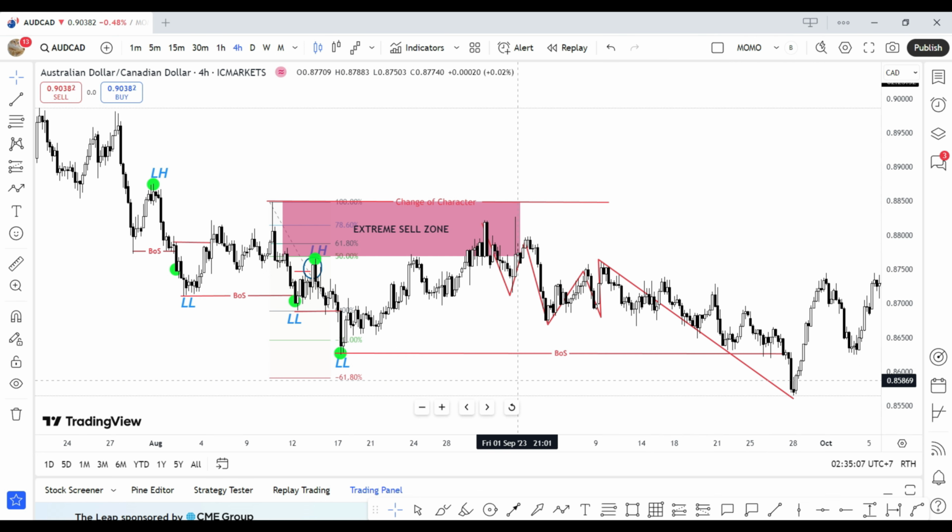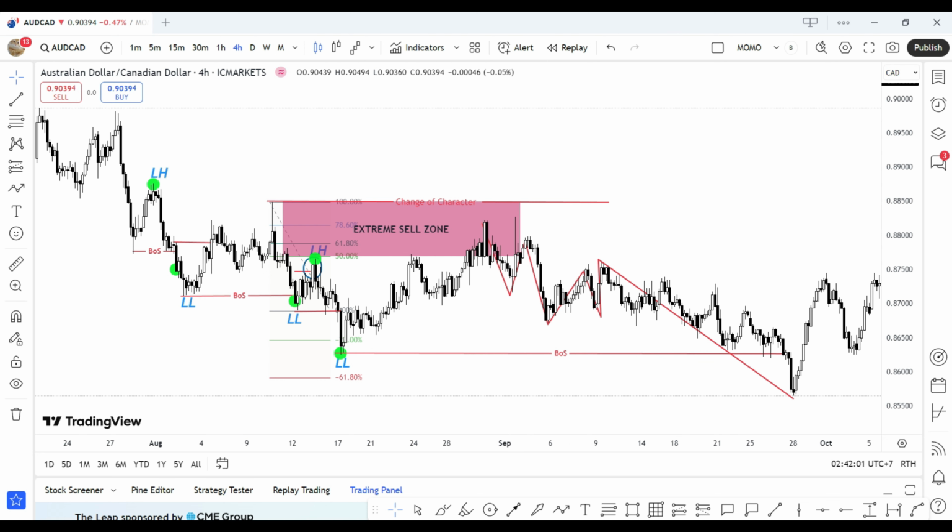Okay, so now we know how to mark our market structure before we trade. We know how to mark our lower high, our lower low. We know how to identify a valid pullback. We know how to confirm a break of structure. We know how to identify our extreme sell zone and our recent sell zone. On top of that, we know how to use the Fibonacci tool to mark our trading zone.